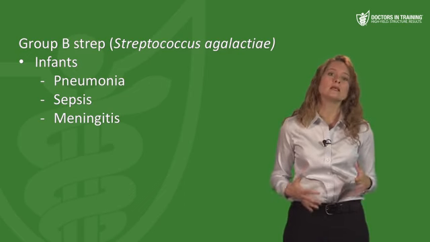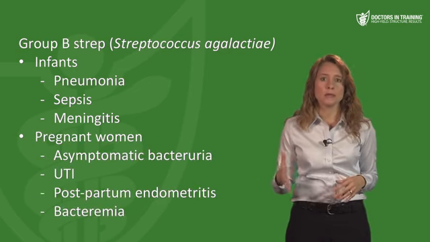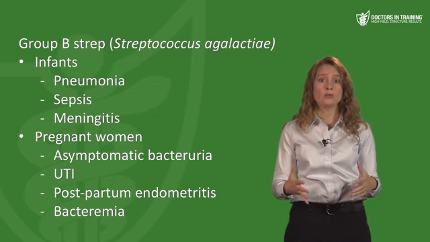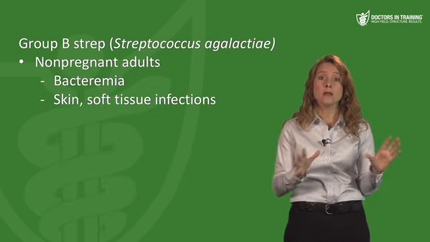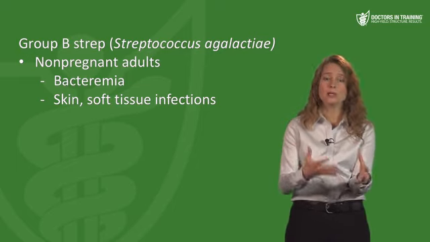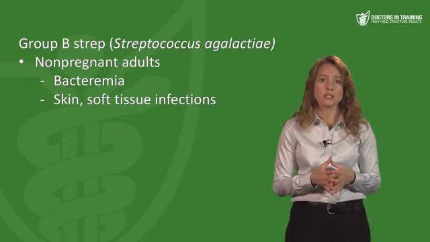In pregnant women, Group B strep can cause asymptomatic bacteriuria, urinary tract infection, postpartum endometritis, and bacteremia. In non-pregnant adults, we frequently see Group B strep in bacteremia and in skin and soft tissue infections.